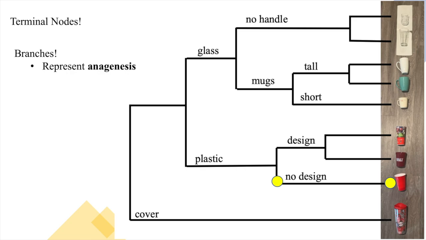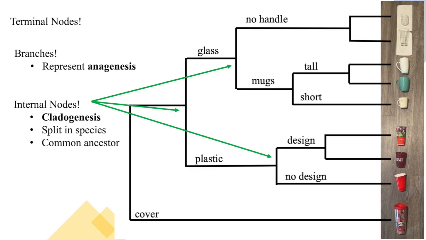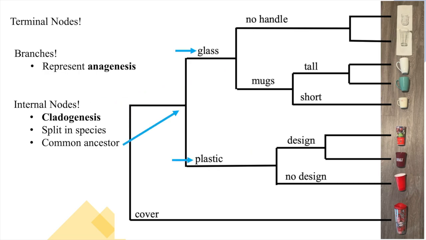On the other hand, cladogenesis is when we experience a split of a branch into different species due to significant differences in evolution. For example, at this point right here, we experience a split between glass drinking containers and plastic drinking containers. This common ancestor right here, the one directly before the split, is represented by an internal node. Each internal node on the tree represents the divergence of the following OTUs from a common ancestor. Therefore, we can find a common ancestor by simply looking for the internal node.